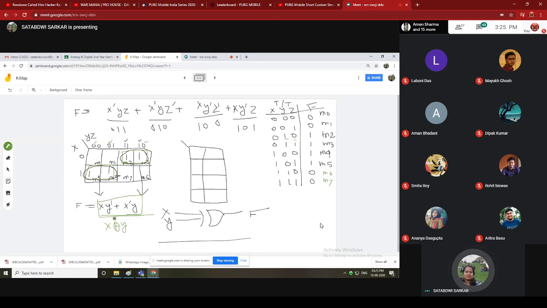So for this we can minimize this in this way. This is the symbol of XOR, and now we are taking the XOR gate.